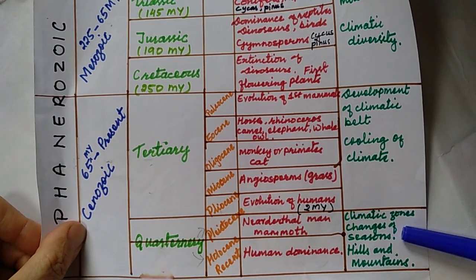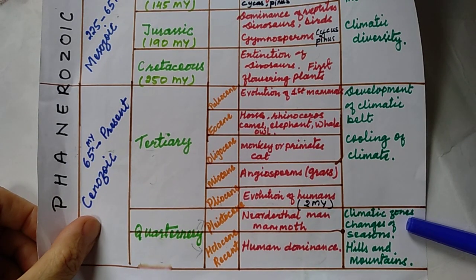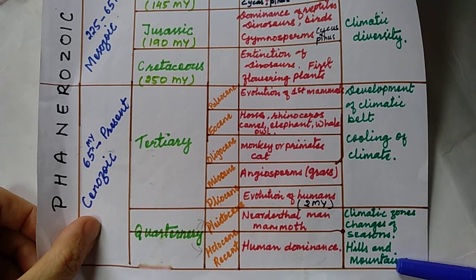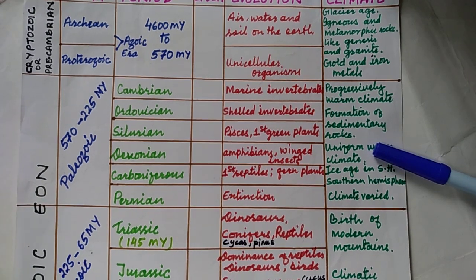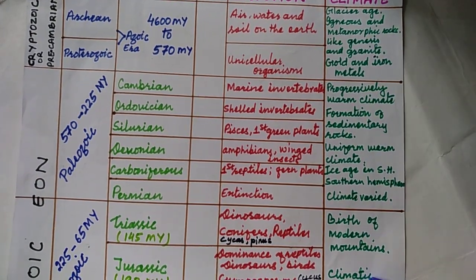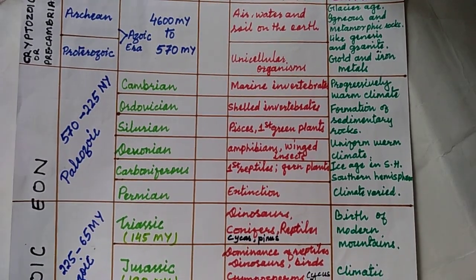and changes of seasons started happening. Okay, there was a regular pattern of changes of seasons on the earth, and hills and mountains were still forming. So this way, these are the changes taking place in geographical aspect as well as climatic aspect. Okay, so these are the changes taking place in different eras.